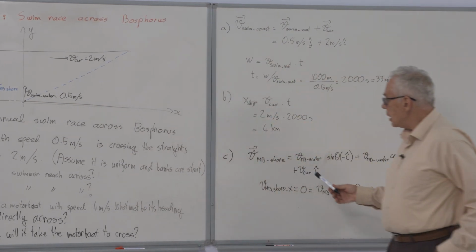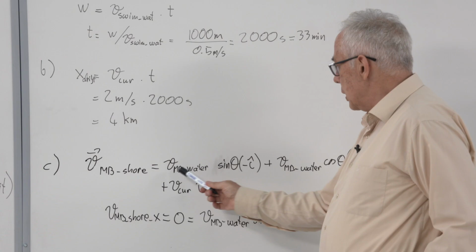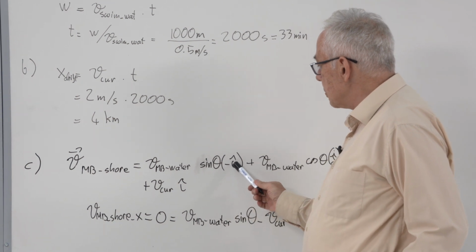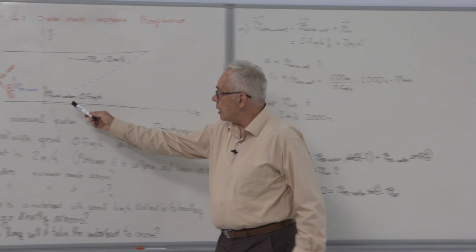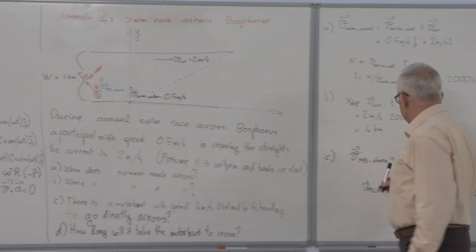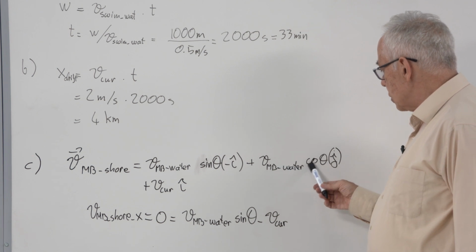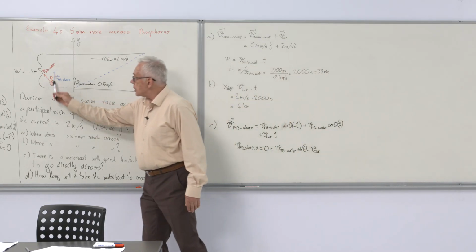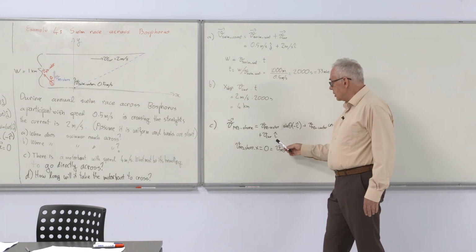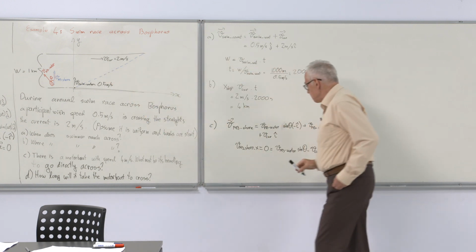Okay, and its speed with respect to the shore is speed with respect to water times sine theta times minus i. Note that downstream direction is plus x, so upstream direction is minus x. And its speed with respect to water, cos theta times j, that's what is going to carry it across, plus the current speed, which is in the plus x direction.